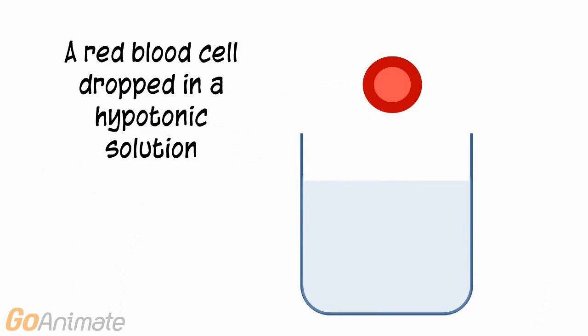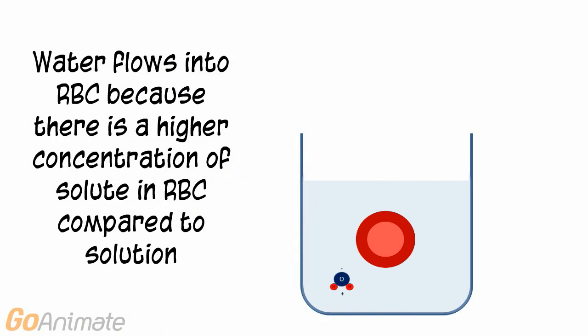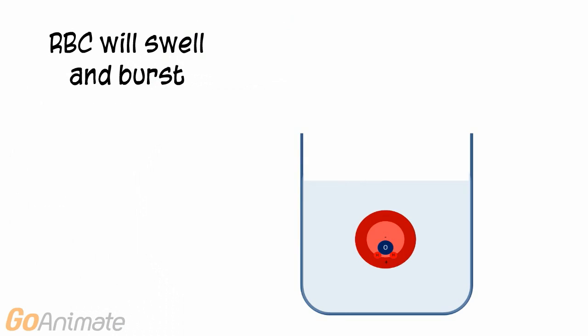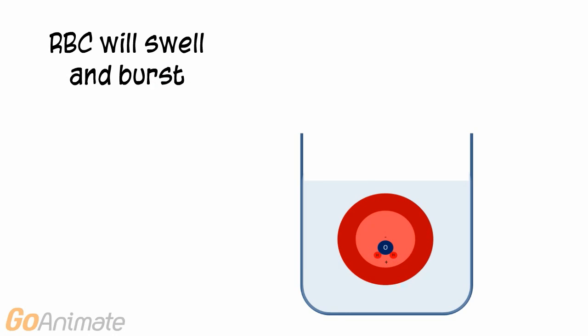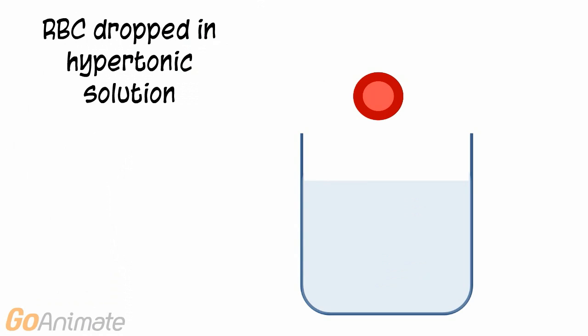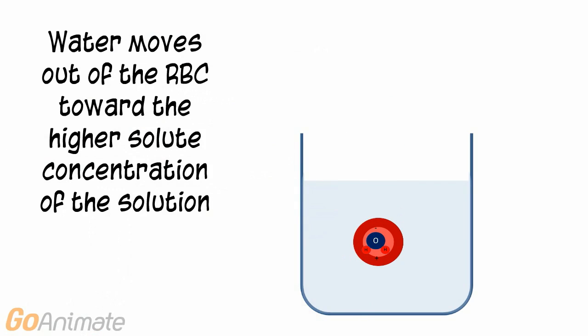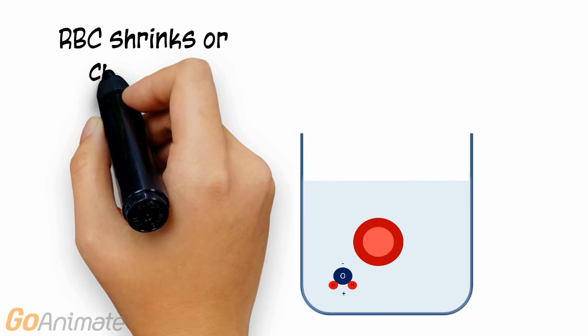In this experiment, a red blood cell is dropped into a hypotonic solution. Water will flow into the red blood cell because the cell contains a higher solute concentration. The cell will swell and burst. Likewise, if a red blood cell is dropped into a hypertonic solution, water will flow out of the cell, causing it to shrink or crenate. Water again flows toward the higher concentration of solute, which this time is outside of the cell.